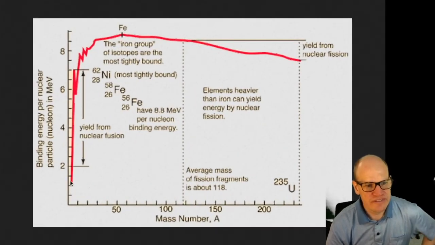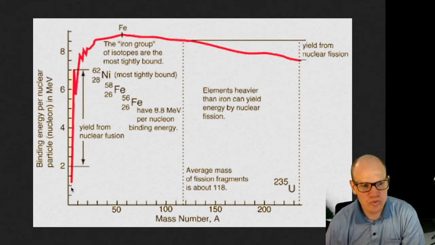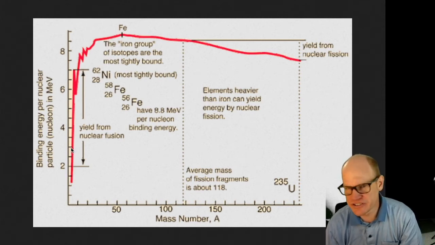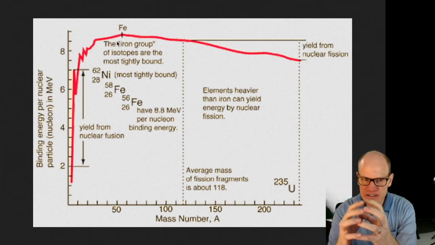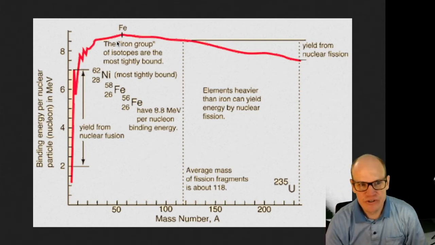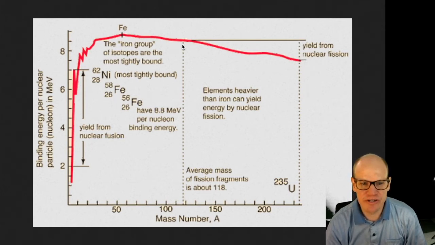The most tightly bound nucleus is up here at iron. So when you fuse hydrogen into helium and lithium and beryllium and stuff like that, you release this energy per nucleon. It's a lot of energy that gets released. And then once you get to iron, the nucleus is as tightly bound as you can get. So in order to make an element that is heavier than iron, you actually have to add energy to the nucleus. And it's that energy that ultimately gets released when you go from uranium-235 and break it apart.